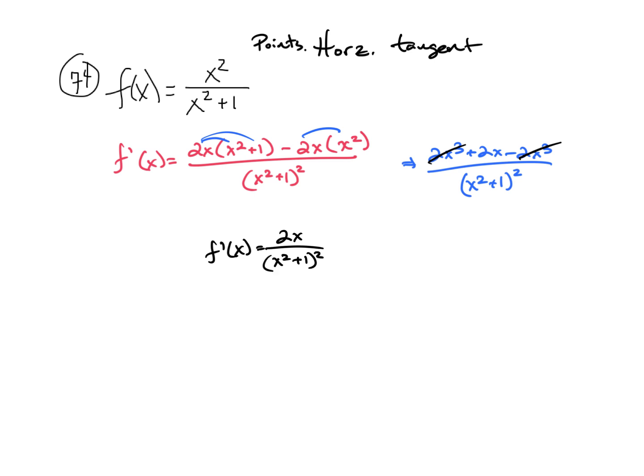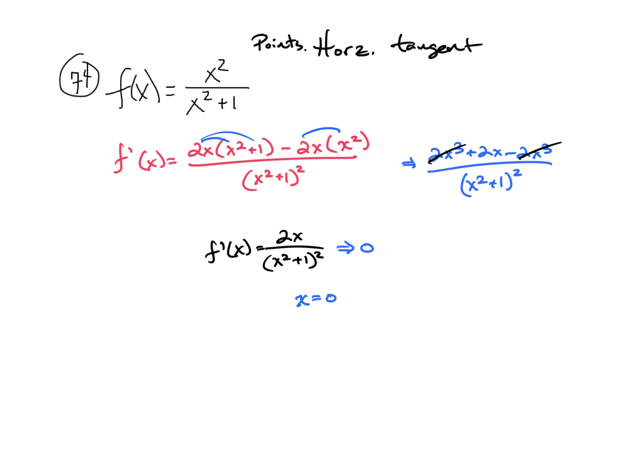And what do we want to do with that? If I need to find a horizontal tangent line, I want to set that equal to 0. So when I solve for this, what happens to my denominator? I multiply by it, but 0 times the denominator is going to be what? 0. And so I basically have 2x equals 0. What does x equal? 0.